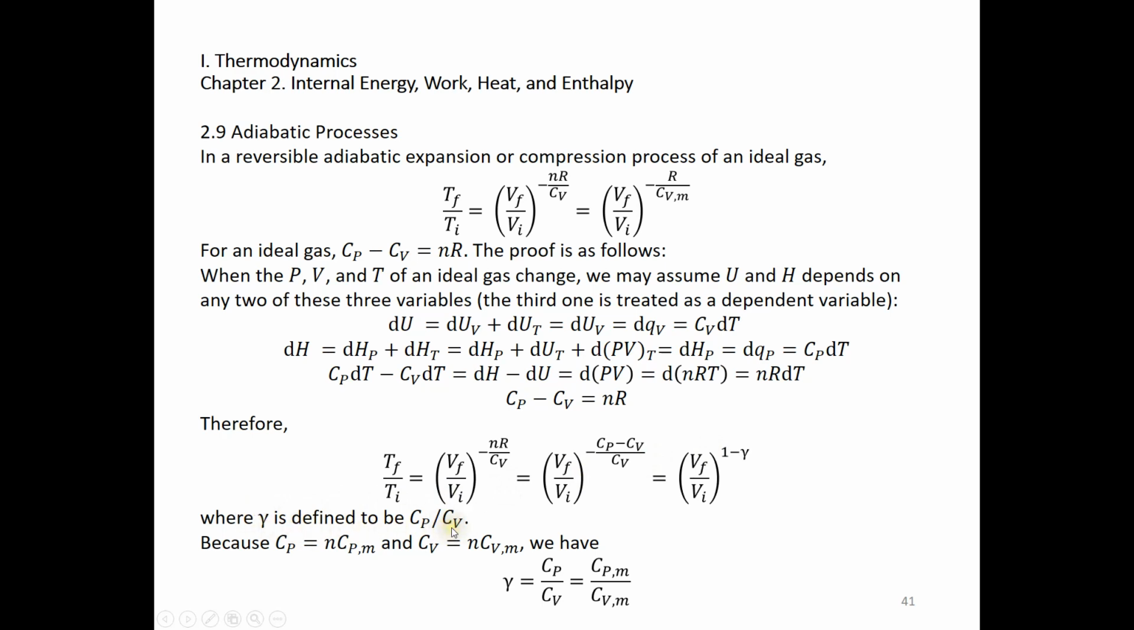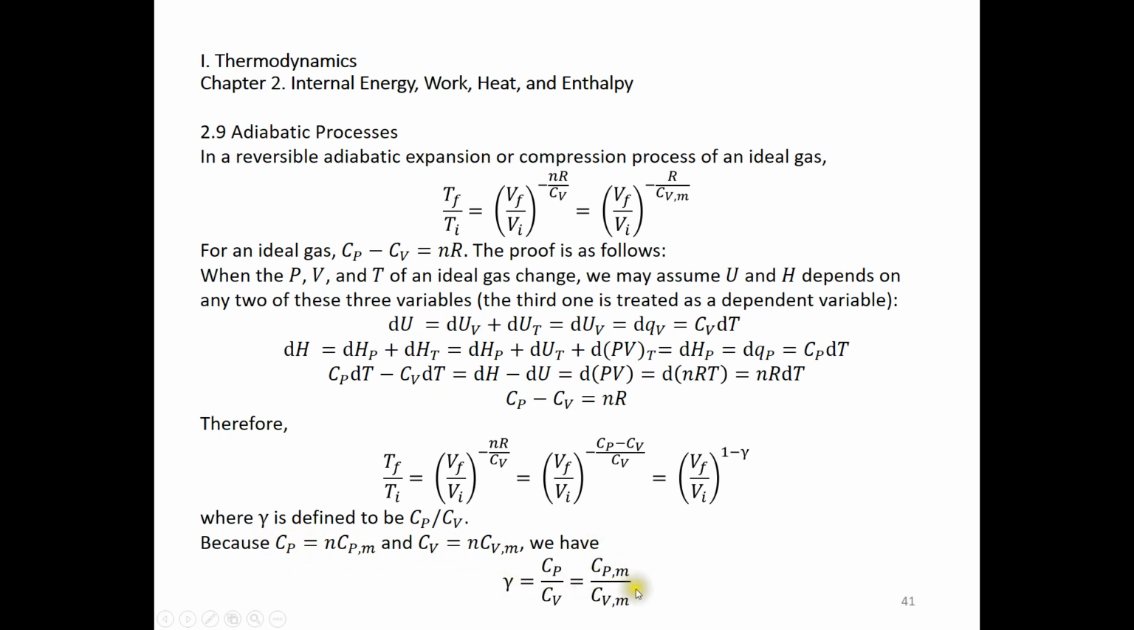For some gases, some solids, liquids, if you are given the value of gamma, you know what Cp over Cv is. Gamma is always greater than 1, except one rare exception, which is water at 4 degrees Celsius, and then gamma is 1. Gamma is never less than 1. Gamma is always greater than 1. Because Cp is n times Cpm, Cv is n times Cvm, so gamma is also Cpm over Cvm.